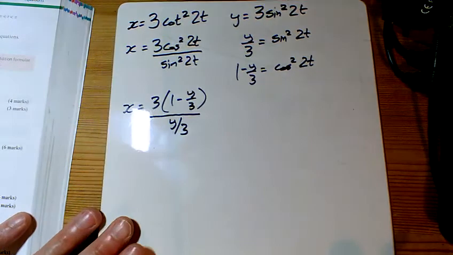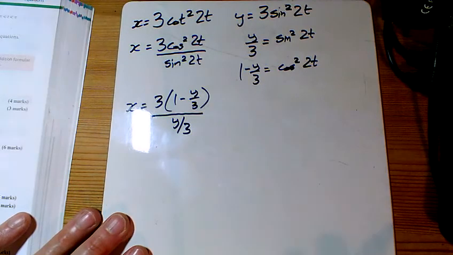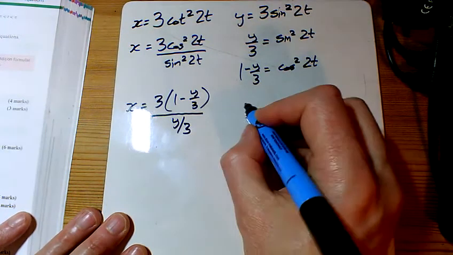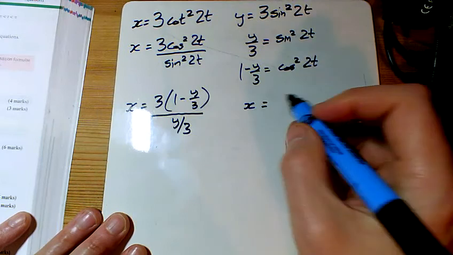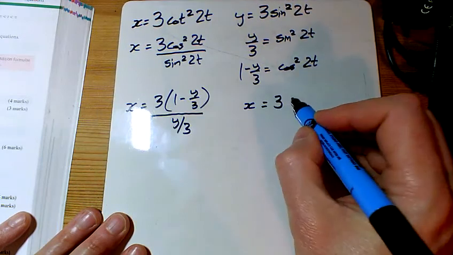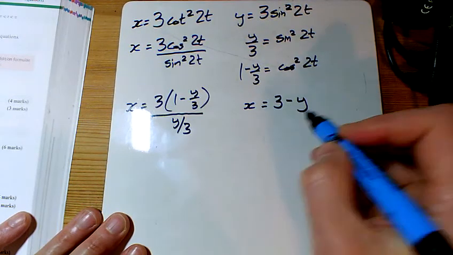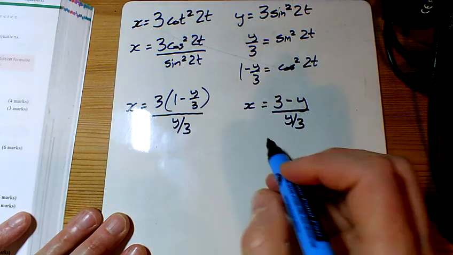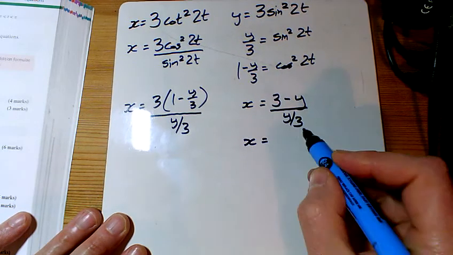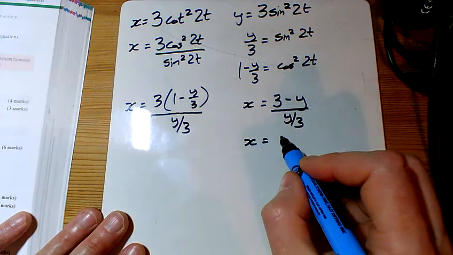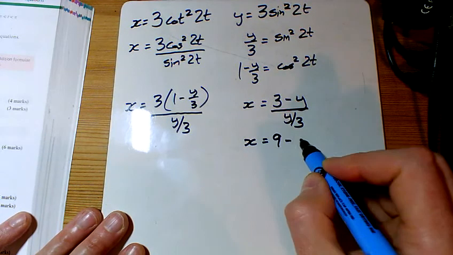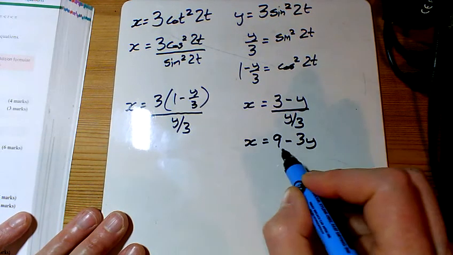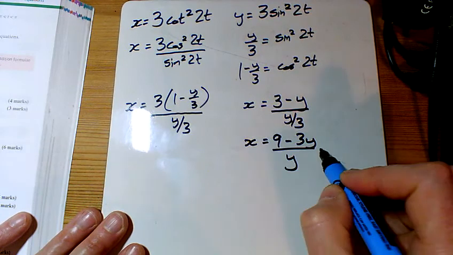And I knew that was going to be a mess, but I thought this was simpler than the other way of doing it. So what I got? I've got x equals, I'm going to multiply at the top first of all, that's just 3 minus y divided by y over 3. Dividing by a fraction is timesing by the fraction upside down, so that gives me 9 minus 3y over y.